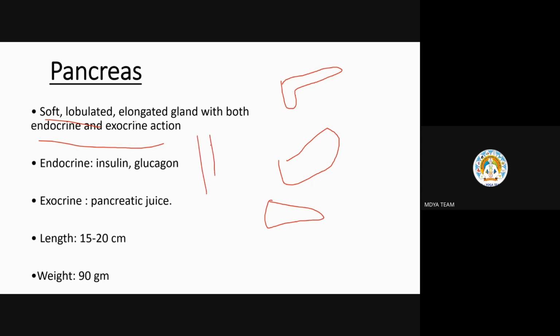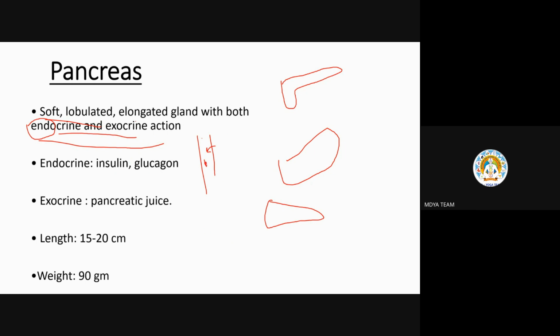Okay, what is endocrine? The word itself means endo. You want the difference between endocrine and exocrine and what the pancreas secretes? Endocrine is a secretion which goes directly into the blood. It's a hormone that's secreted directly into the blood.